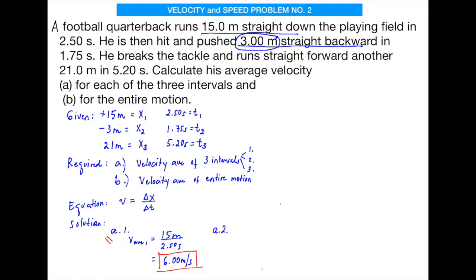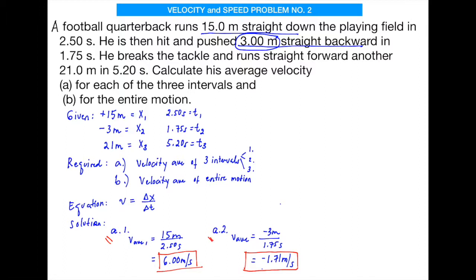How about for the second interval? We'll label it as A2. And of course, still we have the same formula. We have here negative 3 meter divided by 1.75 seconds. And then therefore, our answer is simply negative 1.71 meter per second. So you just check the correct significant figure for this. But definitely on my answer, I have 3 significant figure. So this will be our answer for A2.